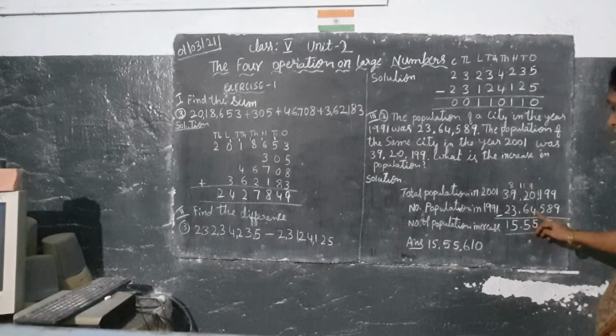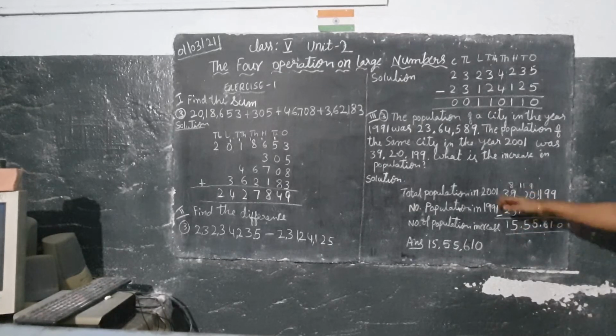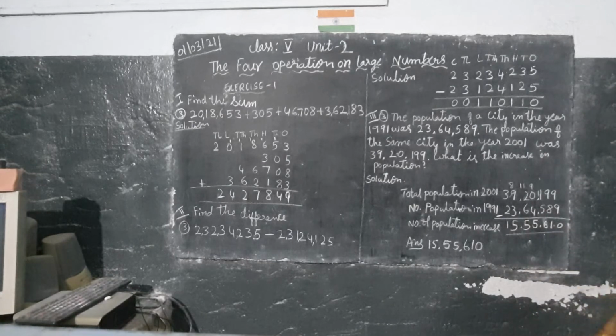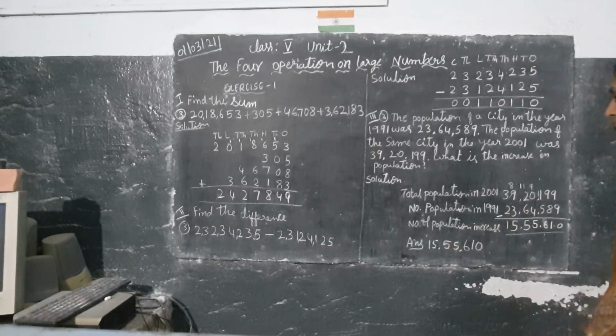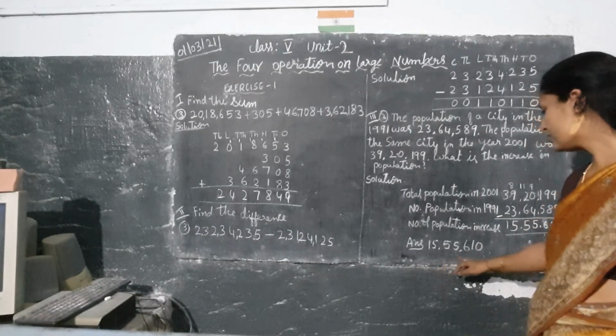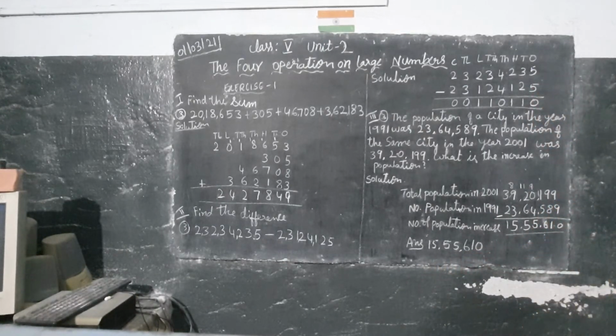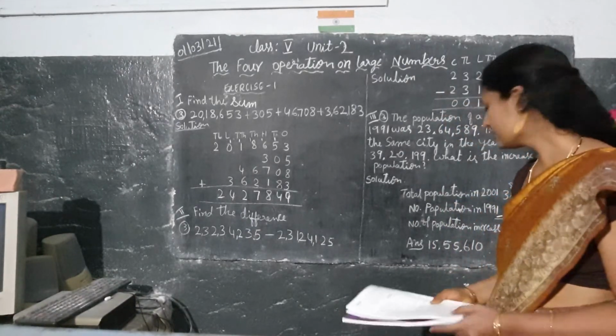And 9 minus 4 you will get the 5. Then 1 is not subtracted from 6. Then again you have to borrow, children. 11 it will happen. 11 minus 6 you will get 5. Then 8 minus 3 will get 5. And 3 minus 2 will get 1, children. Okay, how much population is increased from 1991 to 2001? Okay, children, 15 lakhs 55,610 population is increased in the year of 2001, children.